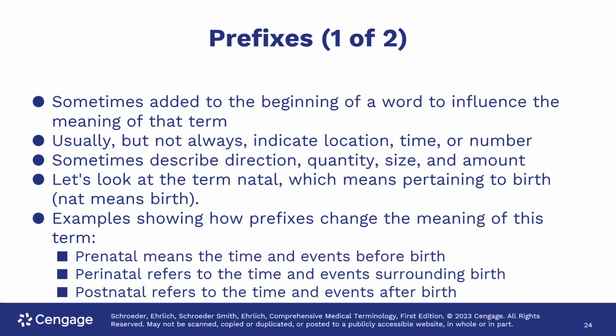Prefixes, just like the word indicates, is before the word root. Remember, pre means before, so it's before the word root. It can tell you about location, time, or the quantity of the word root, and it can also help to describe direction, size, and amount. So, for example, we look at the term natal, which means birth, right? So prenatal means before birth. Peri means surrounding the time of birth or around the time of birth, and post is after.